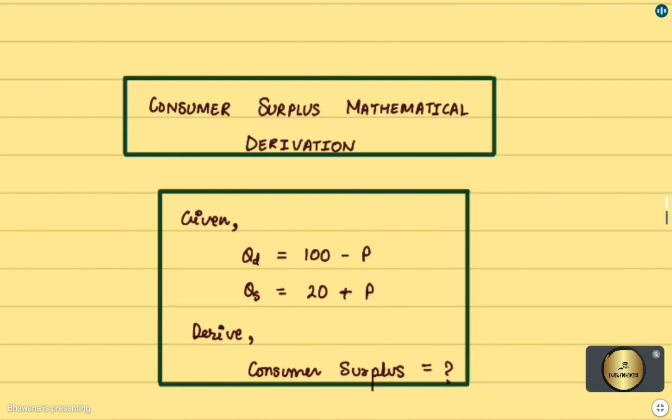In this video, we are going to look at the consumer surplus mathematical derivation. We have been given the demand function and the supply function. We first have to derive the equilibrium price, then we have to solve for the consumer surplus. Okay, so let's do it.